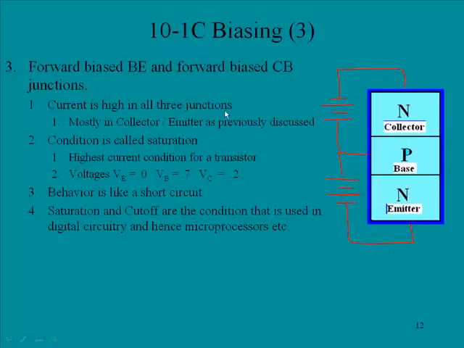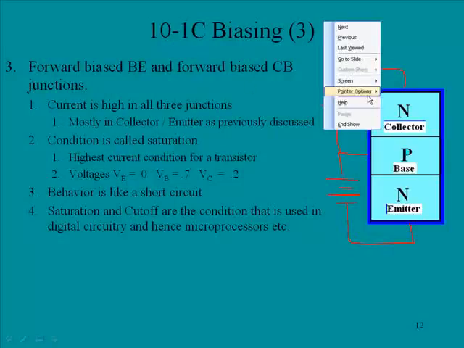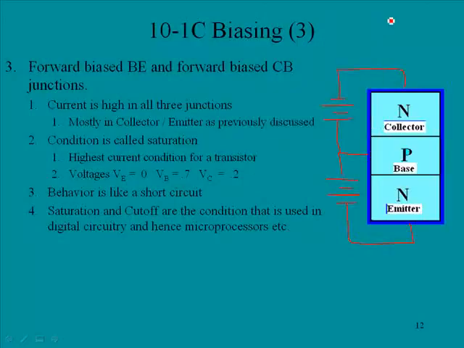Current is high in all 3 junctions, mostly in the collector-emitter, as previously discussed. This condition is called saturation. As the name implies, saturation means that the transistor is conducting as hard as it can. Its behavior is much like a short circuit with maximum current flow.